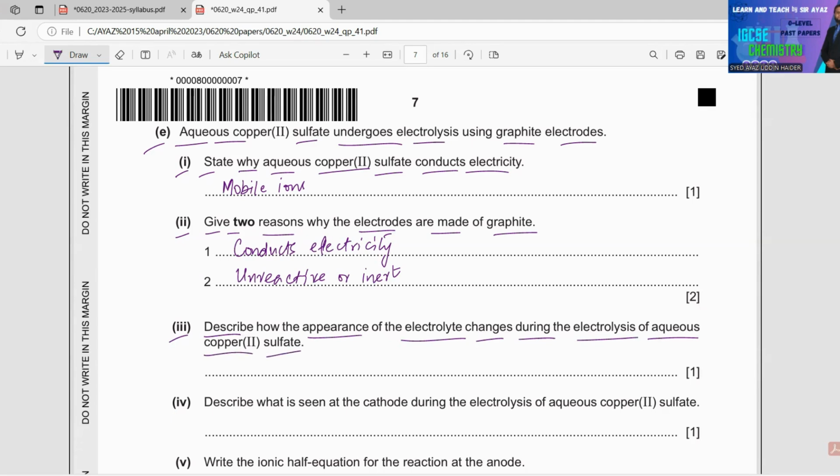Part 3. Describe how the appearance of the electrolyte changes during the electrolysis of aqueous copper 2 sulfate. So when this electrolysis continues, what will happen to the appearance of the electrolyte? As there will be loss of copper 2 ions from the solution, so definitely the color becomes light blue as electrolysis progresses.